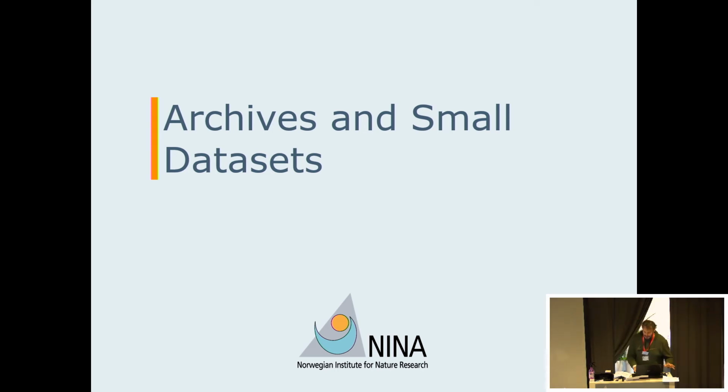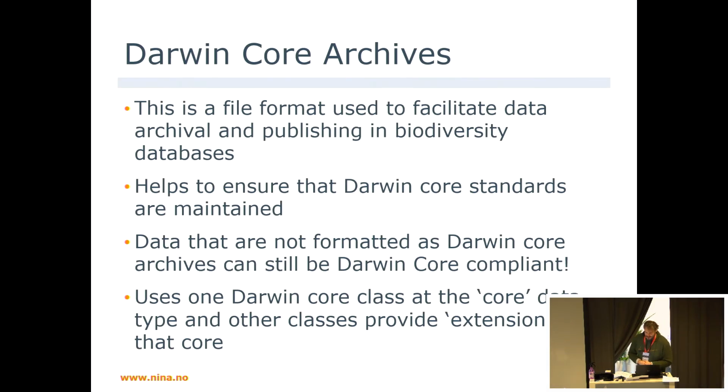So I just want to talk a little bit about it, but again, we don't sadly have a lot of time. Like I say, it's just a file format used to facilitate data archival and publishing in biodiversity databases. It helps to ensure your Darwin Core standards are maintained. But data that are not formatted as Darwin Core archives can still be Darwin Core compliant. Like I said, there are ways to share your data that isn't through a Darwin Core archive, but still adhere to Darwin Core standards.